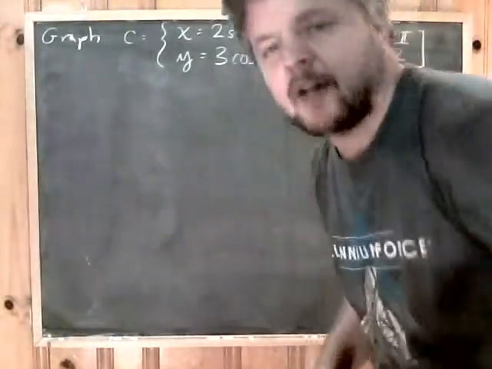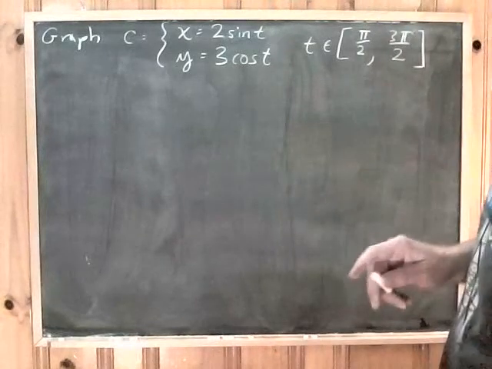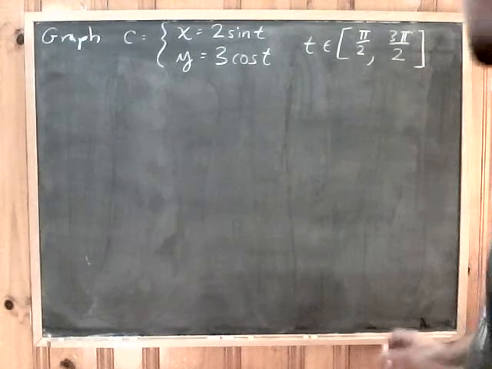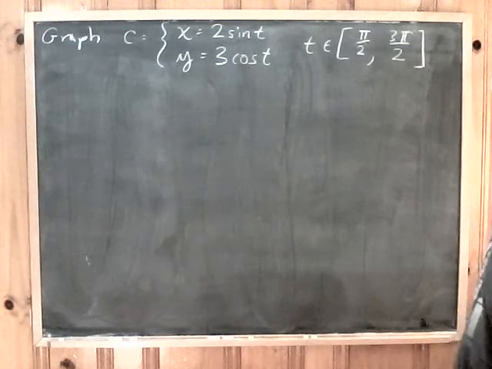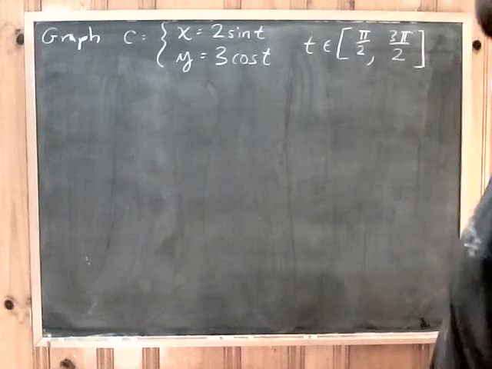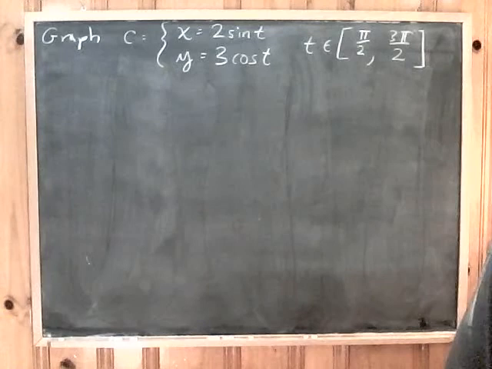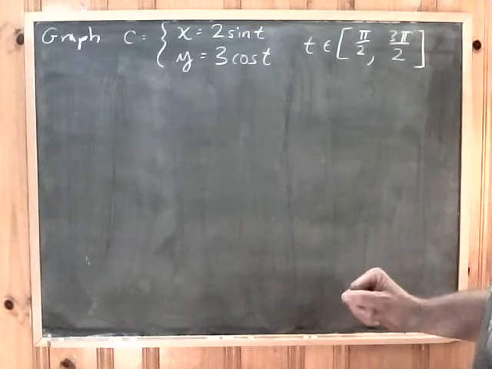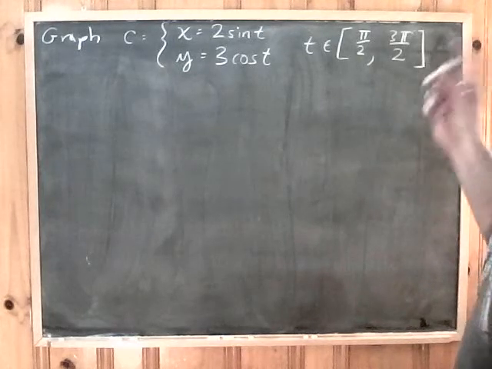This is to graph, same thing as sketch, the curve x equals 2 sine t and y equals 3 cosine t for t an element of pi over 2 to 3 pi over 2. So this is more of a straightforward graphing problem. We don't really need to use calculus here because there's an easier way.